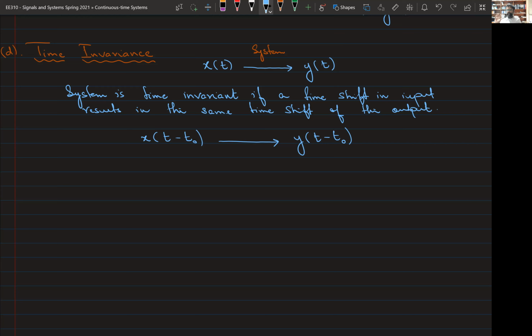Right. So once again, a system is time invariant if a shift of T naught in the input results in exactly the same shift T naught in the output. That's the definition of time invariant systems. Let me give you some examples, two examples in particular. So example number one.